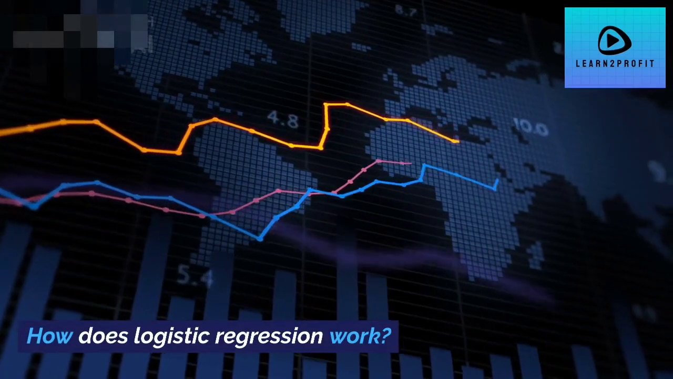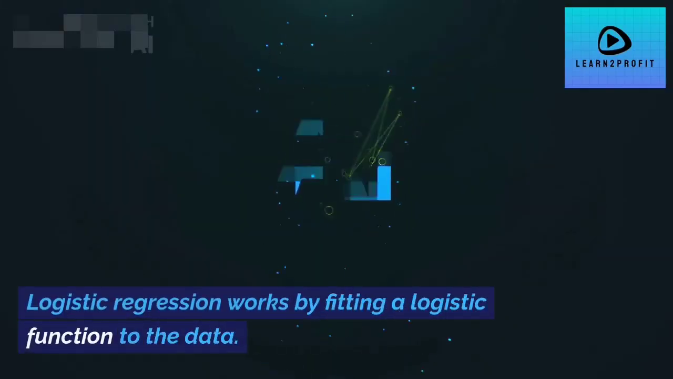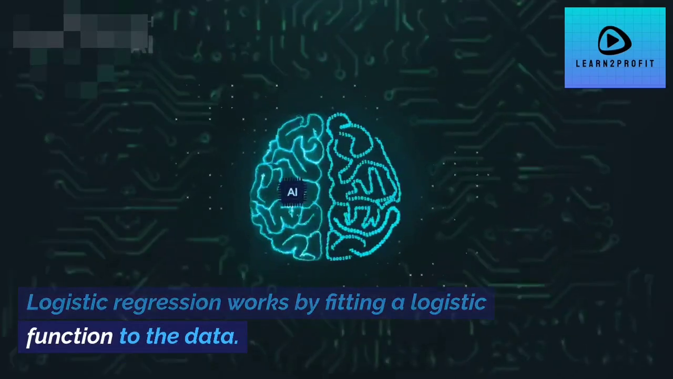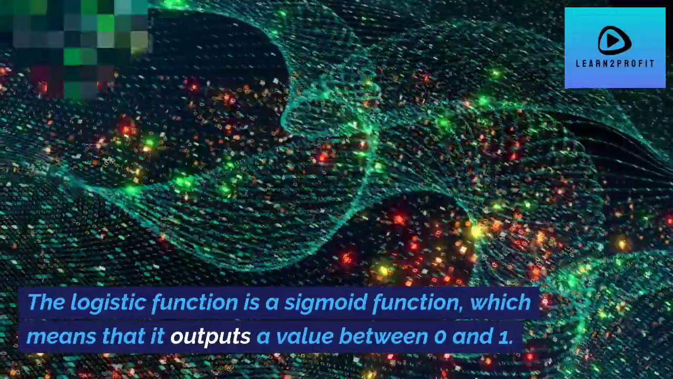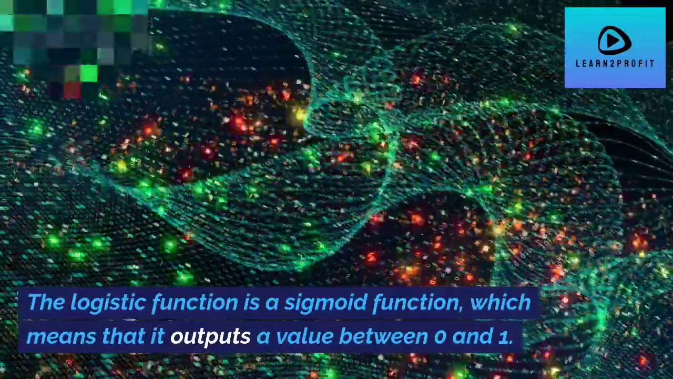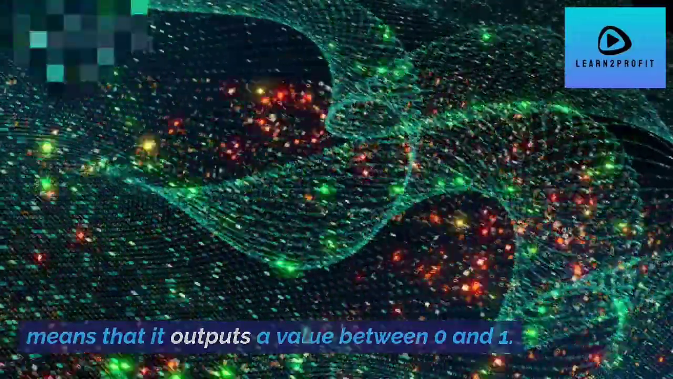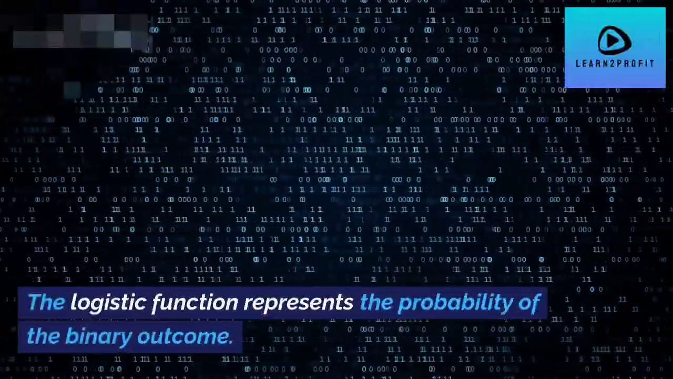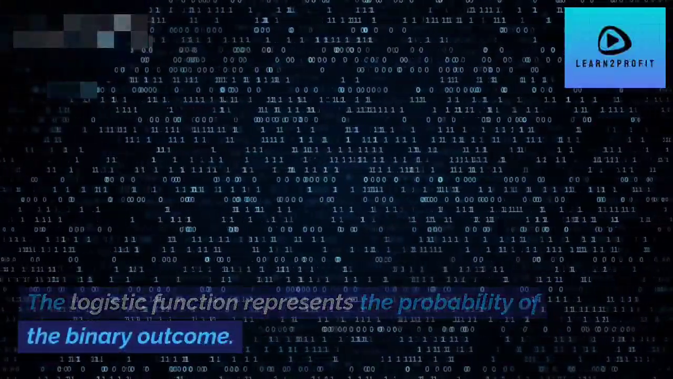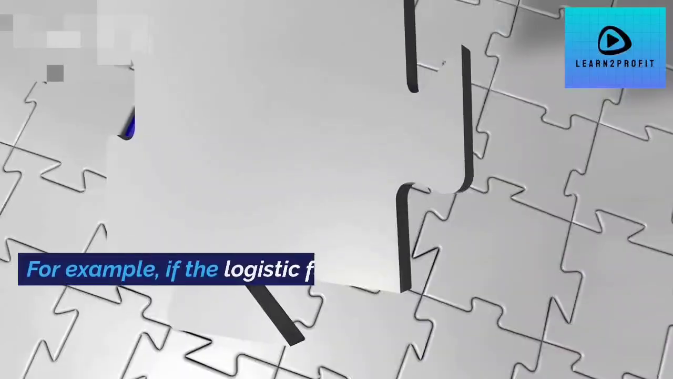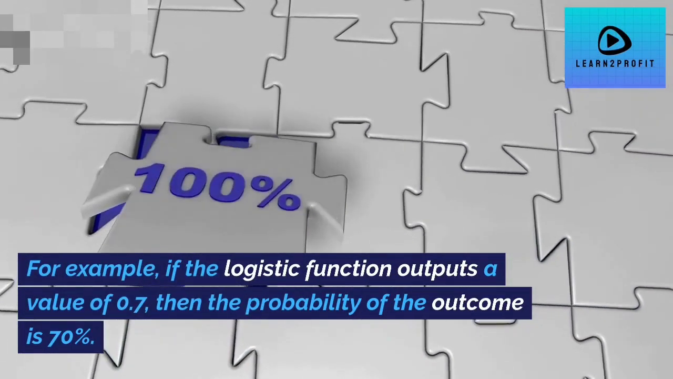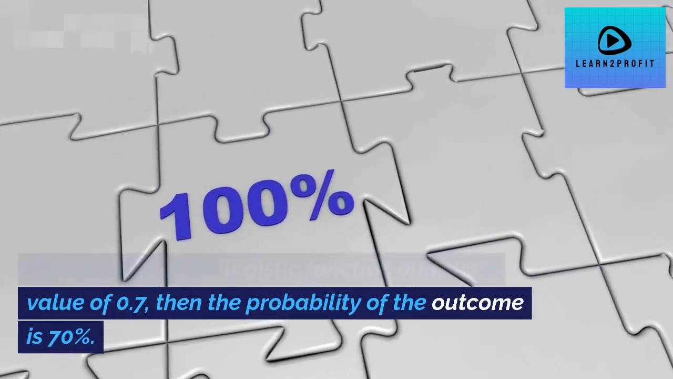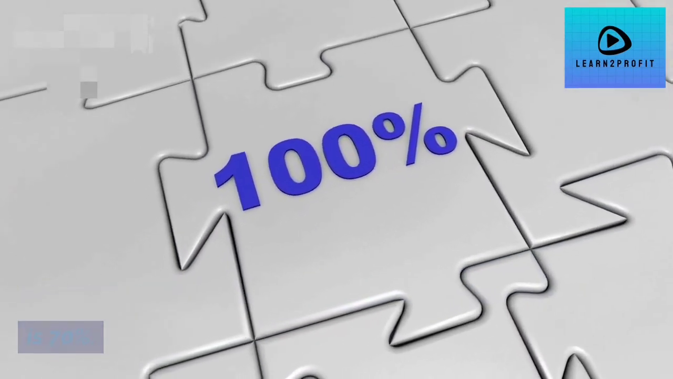How does logistic regression work? Logistic regression works by fitting a logistic function to the data. The logistic function is a sigmoid function, which means that it outputs a value between 0 and 1. The logistic function represents the probability of the binary outcome. For example, if the logistic function outputs a value of 0.7, then the probability of the outcome is 70%.